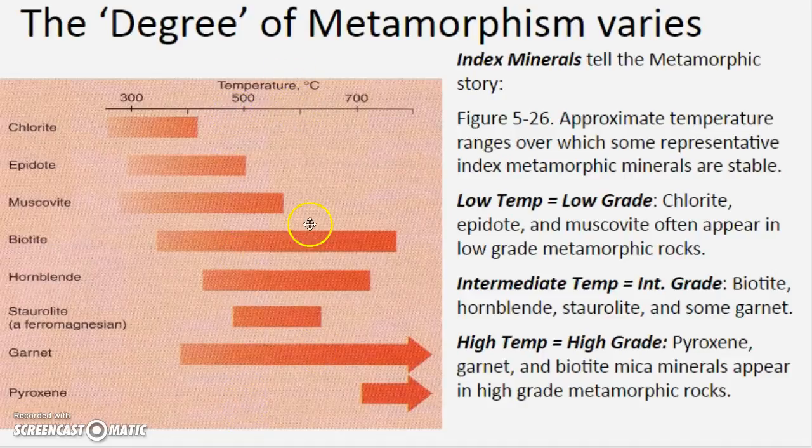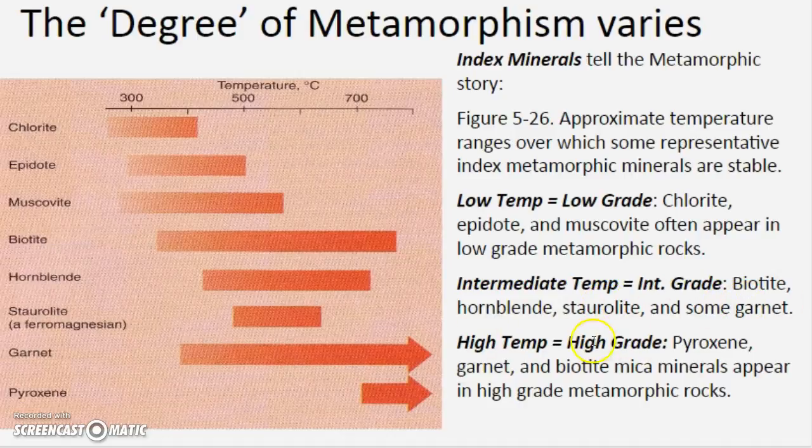At 600 degrees, you get a smaller range, 700 degrees C and even 800 degrees C, different temperatures. So you can see approximate temperature ranges over which some representative index minerals, metamorphic minerals, are stable. Low temperature, low grade: chlorite, epidote, and muscovite often appear in low grade metamorphic rocks. Intermediate temperatures, which would be intermediate grade: biotite, hornblende, staurolite, and some garnet.